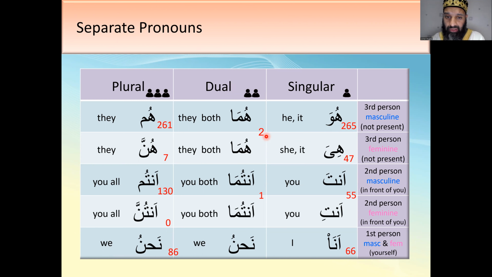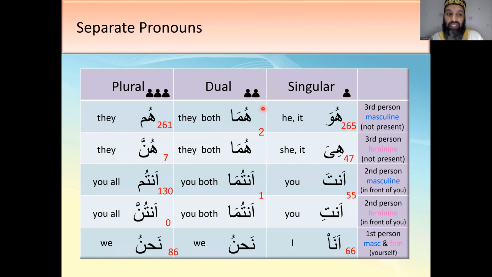These are rough figures, right? According to my search. Tanzil.net is a good way to search. There's also another resource. So you can see the duals don't come up that much, but look at the others, and especially the masculine, right? 265, 47, 261, with 7. Can you see the difference? Masculine, 130, and there's maybe no antunna in the Quran, right? But the reason why I put it is to learn the whole table.